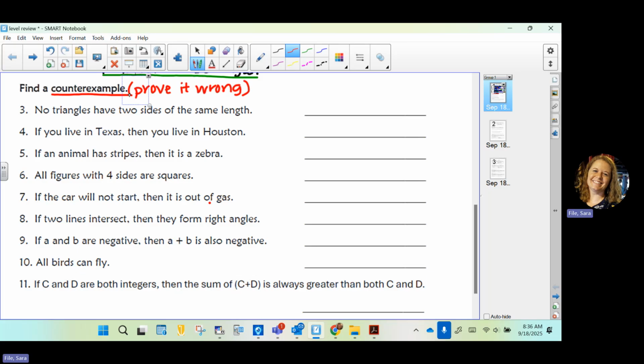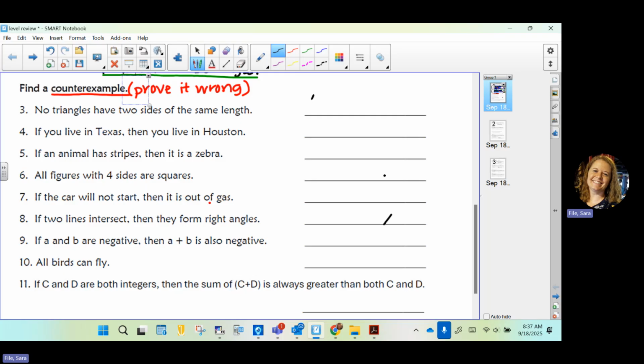That's what counterexamples do. So what type of triangle has two congruent sides? Don't remember the name of it? Isosceles. Have you heard that before? Ring a bell? An isosceles triangle is one that has two congruent sides. Or an equilateral triangle has all three congruent sides. Okay, so either isosceles or equilateral would be a good counterexample.